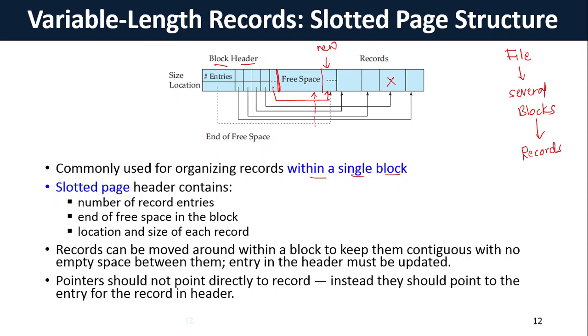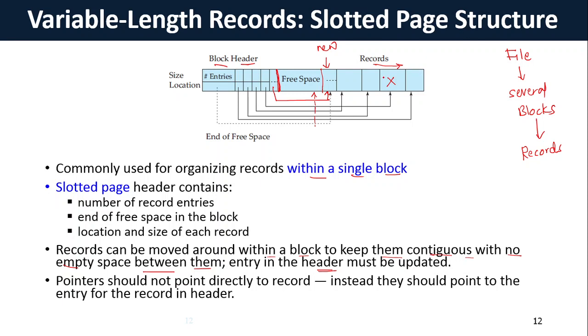So what happens is, if this record is deleted, then whatever records are stored after this record are shifted, right? So that this free space is contiguous. We do not want any fragments, right? So records can be moved around within a block to keep them contiguous with no empty space in between them. Accordingly, the entry in the header must also be updated.